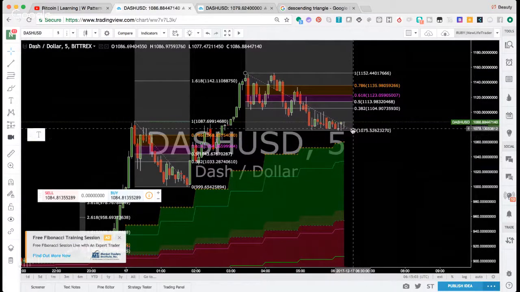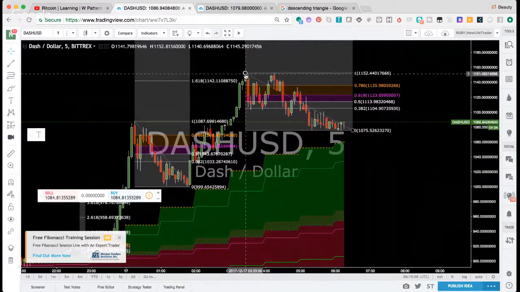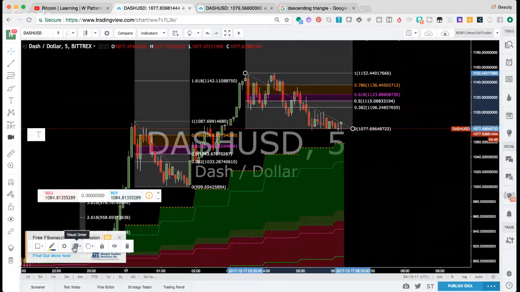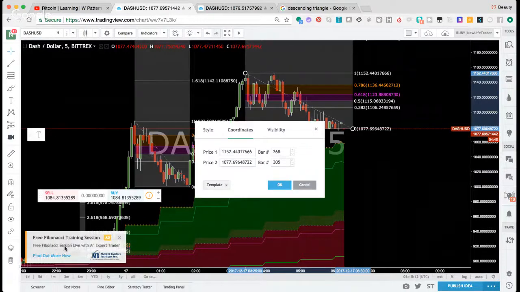The way that you perfect your Fibonacci, too, is that you open up the tool, which is on the far left over here. You ask for the settings, and you go into coordinates. You hover over your candle to find your coordinate, and this is a little hard because there are so many numbers.